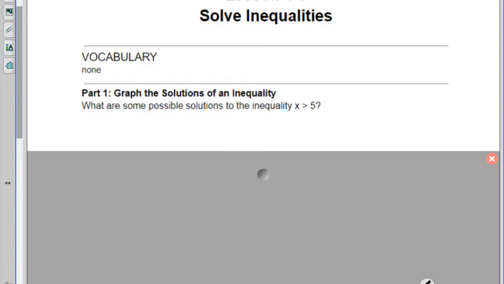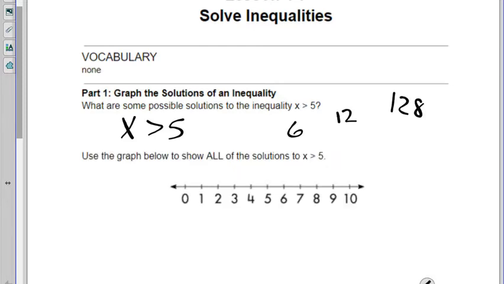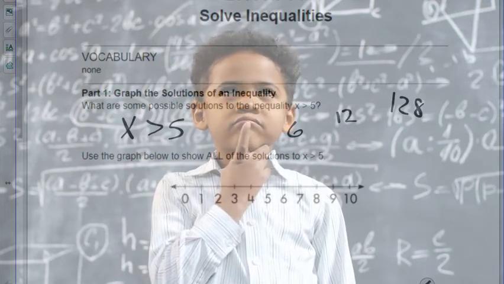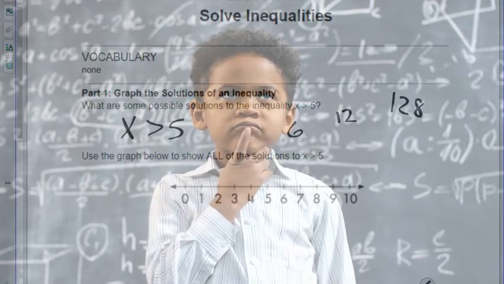So we have this inequality, x is greater than 5, and it's asking us what are some possible solutions. Well, greater than 5, let's see. How about 6 or 12 or 128 or, oh, I could keep going and going and going, right? Lots of possible solutions. Now this next part says use the graph to show all the solutions of x greater than 5. What? There's an infinite number.